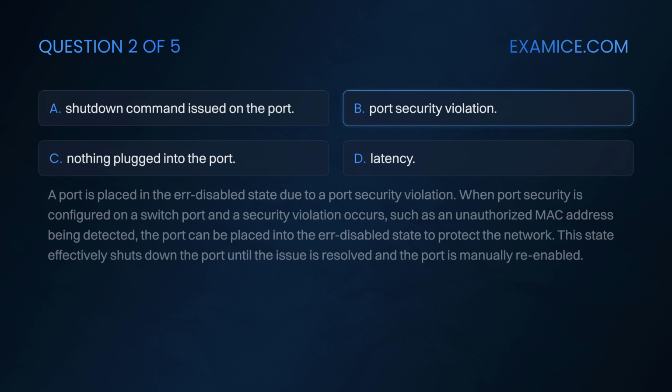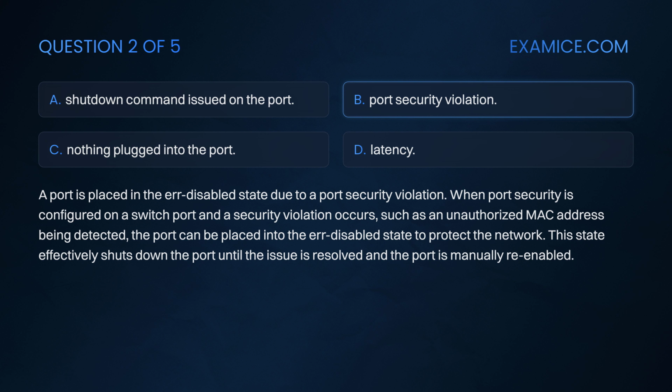A port is placed in the err-disabled state due to a port security violation. When port security is configured on a switch port and a security violation occurs, such as an unauthorized MAC address being detected, the port can be placed into the err-disabled state to protect the network. This state effectively shuts down the port until the issue is resolved and the port is manually re-enabled.